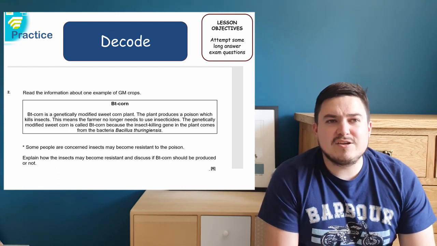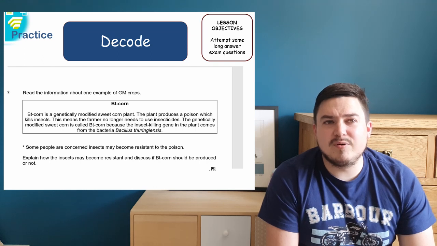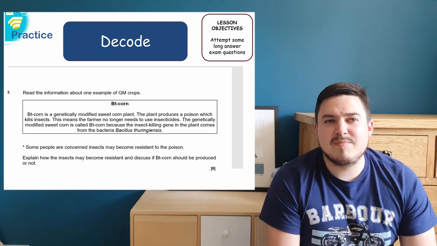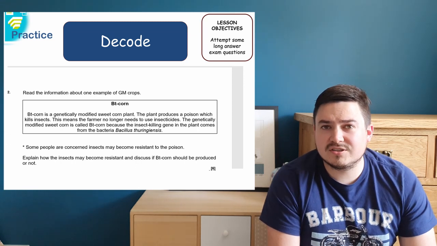It says, BT corn is a genetically modified sweet corn plant. The plant produces a poison which kills insects. This means the farmer no longer needs to use insecticides. The genetically modified sweet corn is called BT corn because the insect-killing gene in the plant comes from the bacteria Bacillus thuringiensis. Some people are concerned insects may become resistant to the poison. Explain how the insects may become resistant and discuss if BT corn should be produced or not.